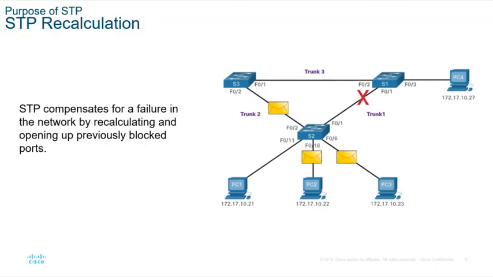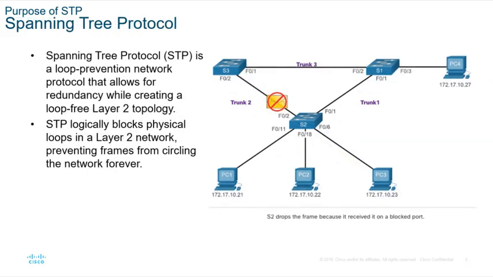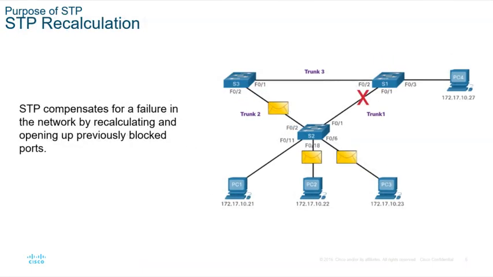STP compensates for failure in a network by recalculating and opening up a previously blocked port. Now look at this, the redundant link in the previous example, as you can see, is blocked. But in case there is a link failure, the X indicates that that link has issues. Now the other one which was blocked, not disabled, is going to be recalculated and then added back on the port, and then frames are forwarded through it.